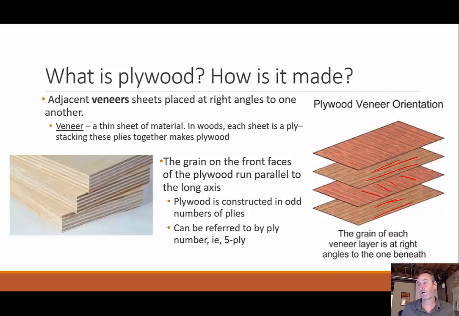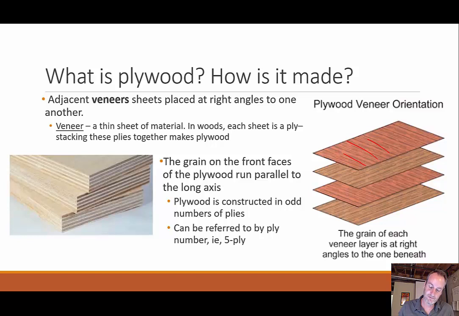It doesn't want to grow in either direction. The plywood is constructed in an odd number of plies, meaning it's going to be a 3-ply, 5-ply, 7-ply. And what that means is you'll end up with an overall strength of the plywood that's stronger in one direction than the other direction. And that's always your top and your bottom grain, right? So your top and bottom grain will be in the same direction.